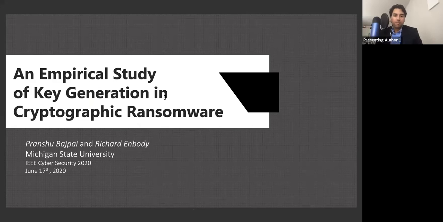Hi, everyone. Thank you for coming. This talk is about a specific part of key management in ransomware, the key generation part. All cryptographic ransomware require unique keys in order to encrypt data on the host. And for that reason, they require key generation routines as part of their infection binaries. So in this particular talk, we're going to look at different key generation routines discovered in real world ransomware.